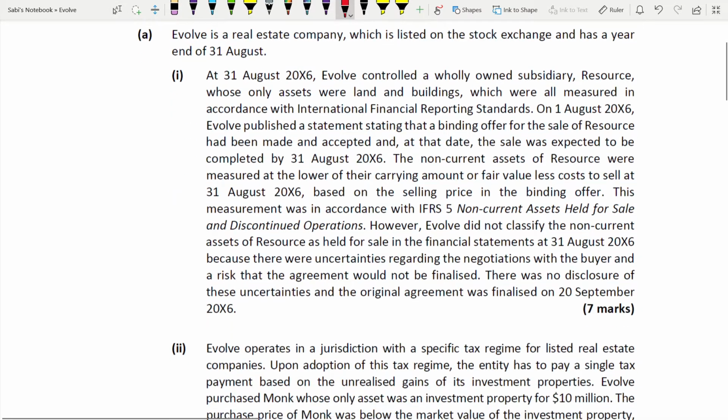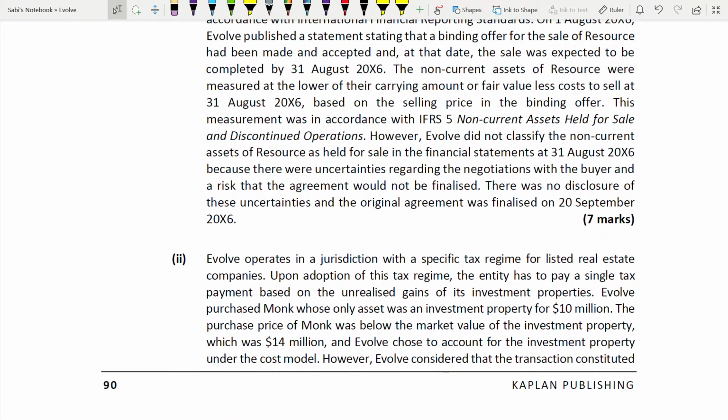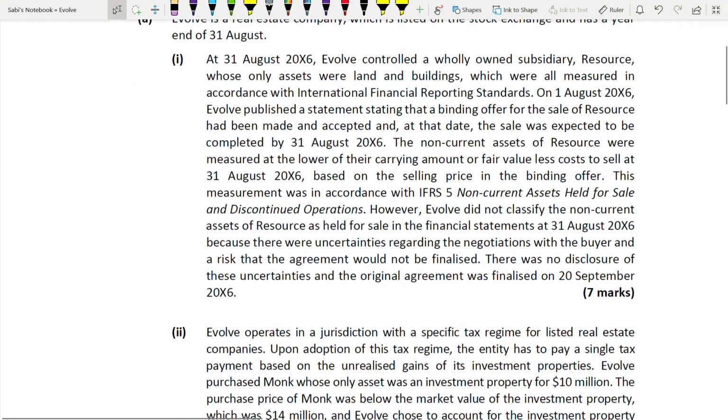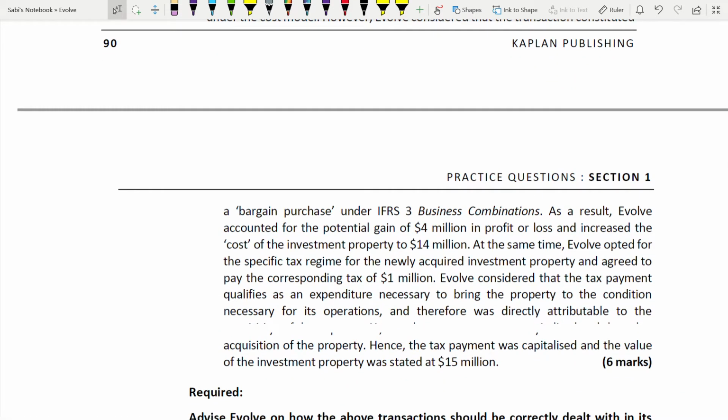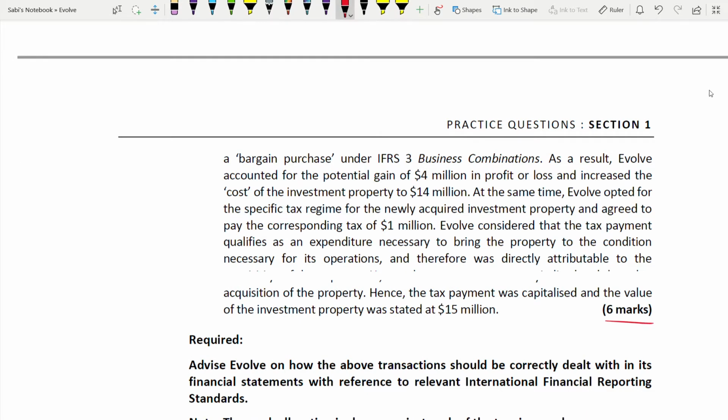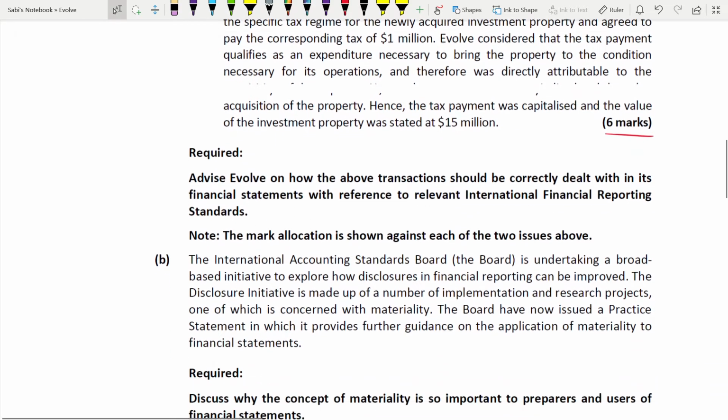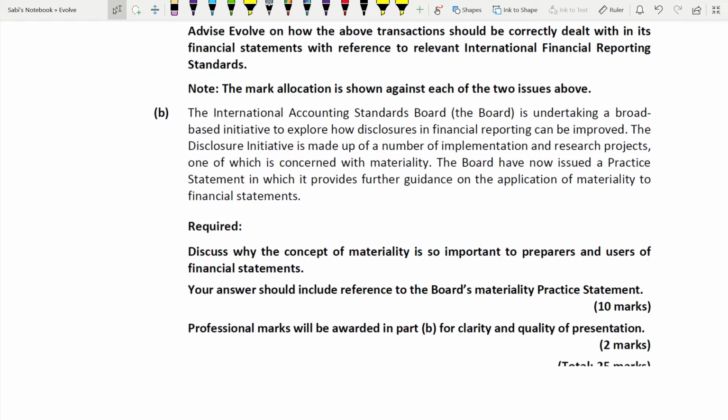So in this question, what are we going to cover? Let's see. The first requirement is regarding IFRS 5, as I can see from here, for 7 marks. Second one is regarding something to do with tax. Looks like it is IAS 12, but we'll see. For 6 marks, we have IFRS 3 also in that. Then we have for part B the 2 professional marks for this with 10 marks. This is regarding practice statement, materiality practice statement.